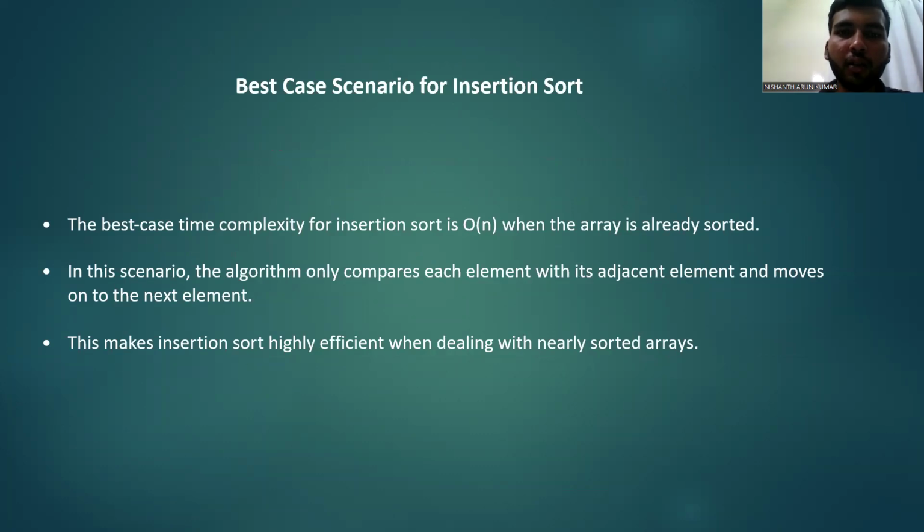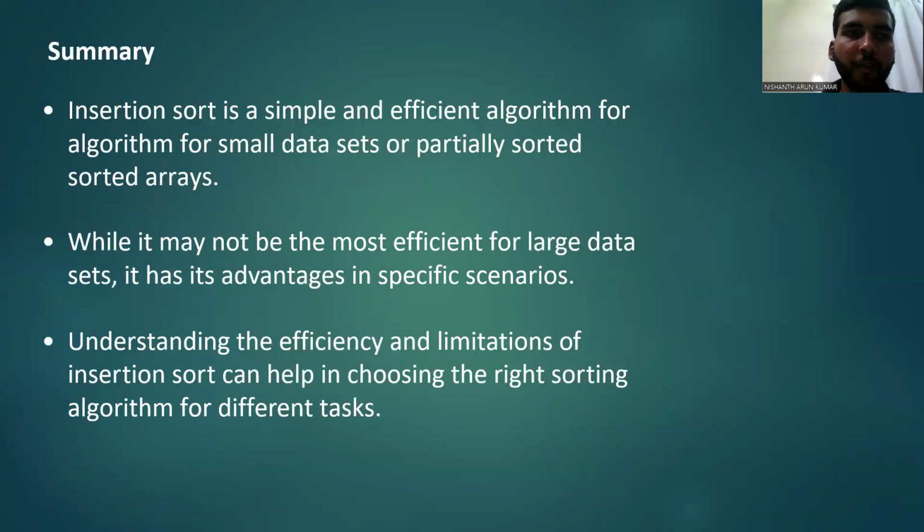The best case time complexity for insertion sort is big O of n when the array is already sorted. In this scenario, the algorithm only compares each element with its adjacent element and moves on to the next element. This makes insertion sort highly efficient when dealing with nearly sorted arrays.